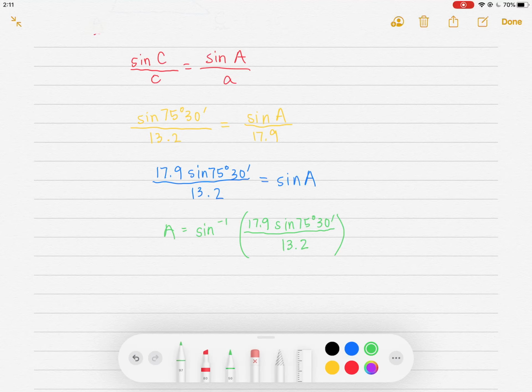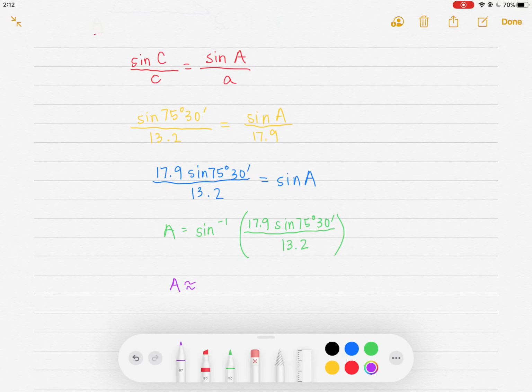And our big A is approximately, so we need to type this in our calculator. Sine inverse of 17.9, sine of 75 degrees, 30 minutes, divided by 13.2. And you hit equals and it tells you domain error.